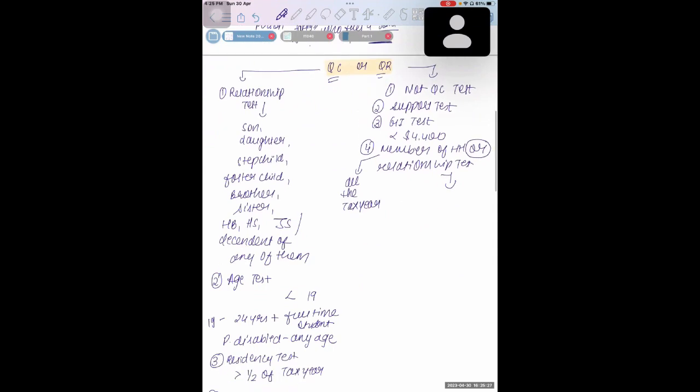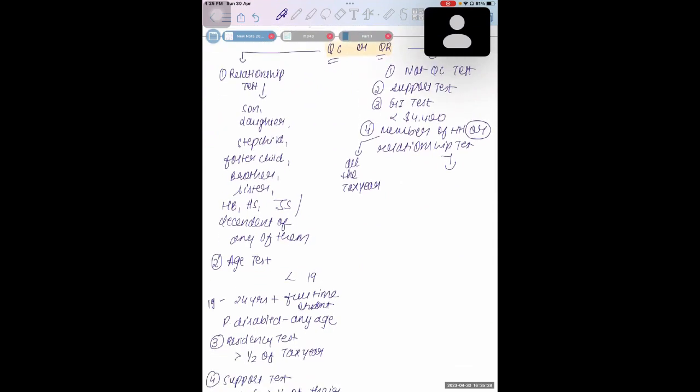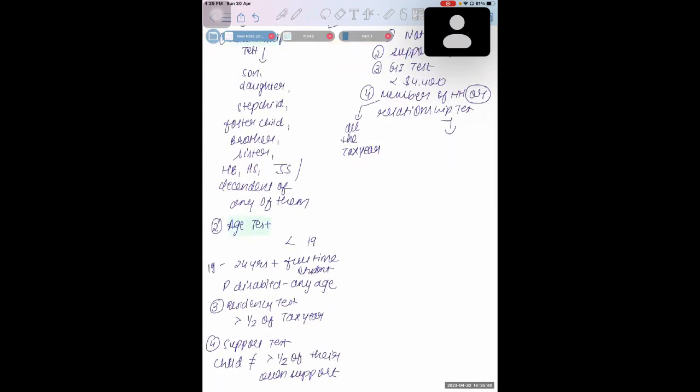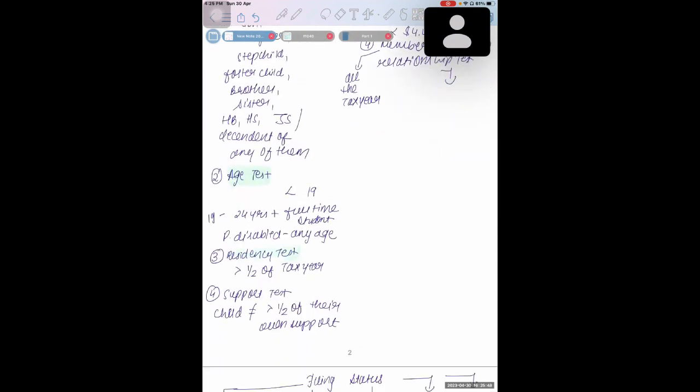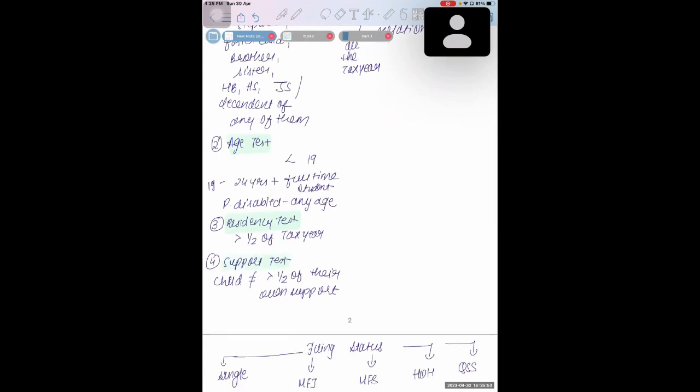If you are a qualifying child, you must meet 4 tests. First is relationship test. Second is age test. Now Dikta, you were asking the question, your answer is here. Age test will come into the picture when you are checking the qualifying child. Third is residency test, and the fourth is support test.